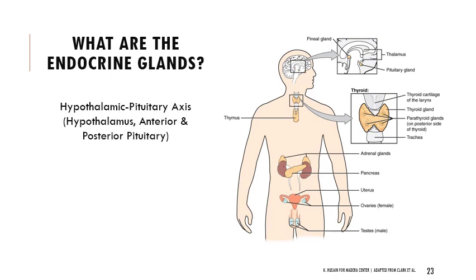So starting in our brain, we have the hypothalamic pituitary axis, which has the hypothalamus, the anterior pituitary, and the posterior pituitary. So you can see those in this inset at the top of the picture. The thalamus and the pituitary gland are towards your face in your brain, so they're towards the anterior part of your body, your anterior brain. We also have the pineal gland, which is more posterior.